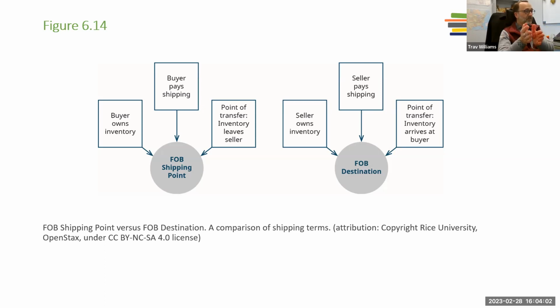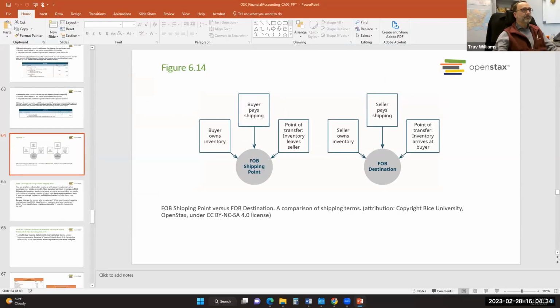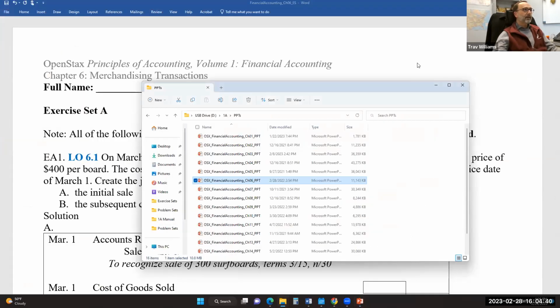So as soon as it leaves the shipper, it becomes the property of the buyer, and the buyer pays for the shipping costs. With FOB destination, the property remains the property of the seller until it reaches its destination. And the seller is responsible for the shipping costs, okay? And again, if you get confused, you could look at this graphic, which is both in the textbook and in the chapter PowerPoint. Okay, so those are going to be really helpful for you.